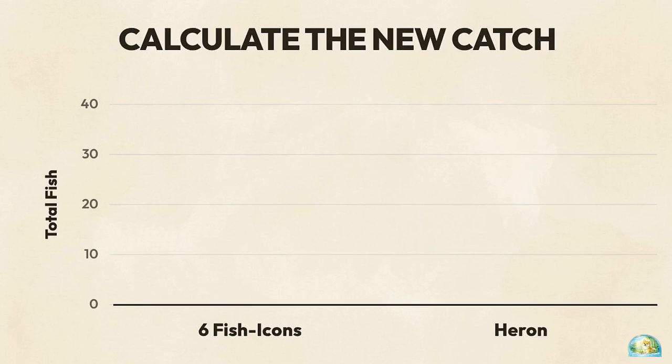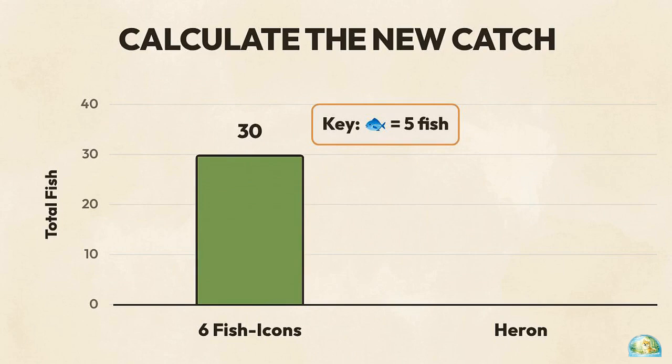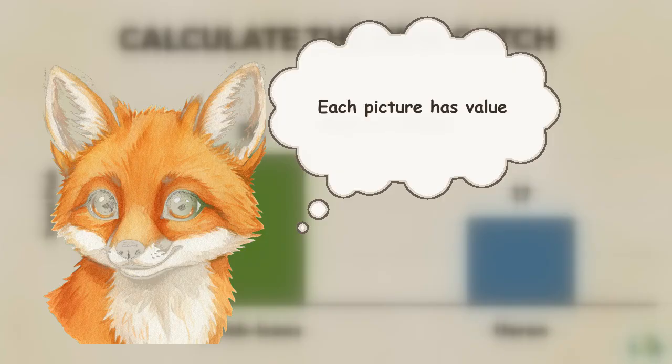But before you go, try this. On a key of 5, if a row has exactly 6 fish icons, how many fish is that? And how many more is that than Heron's 20? Each picture has value. Count by the scale. Answer from the graph.